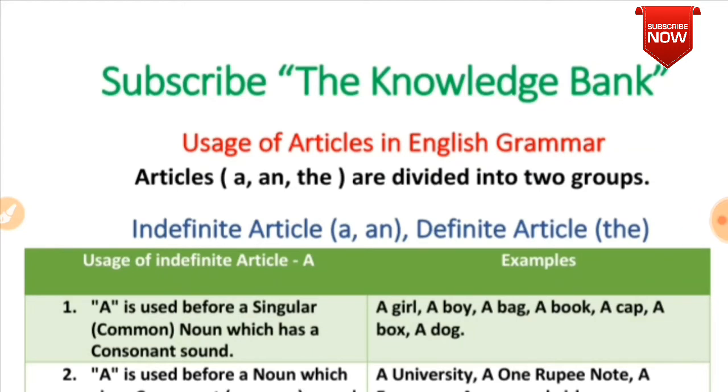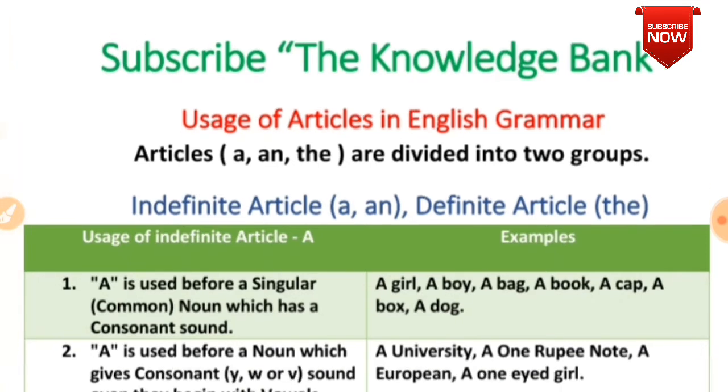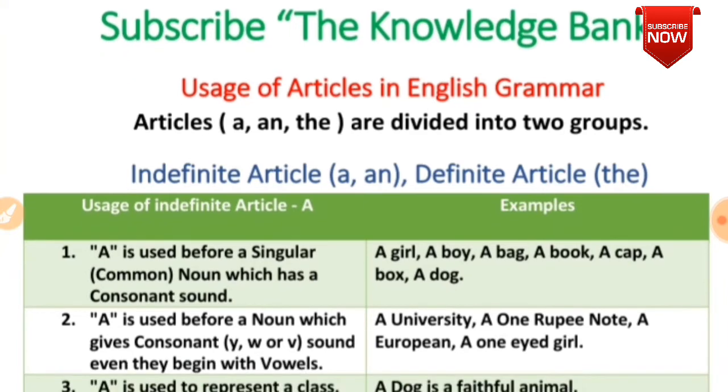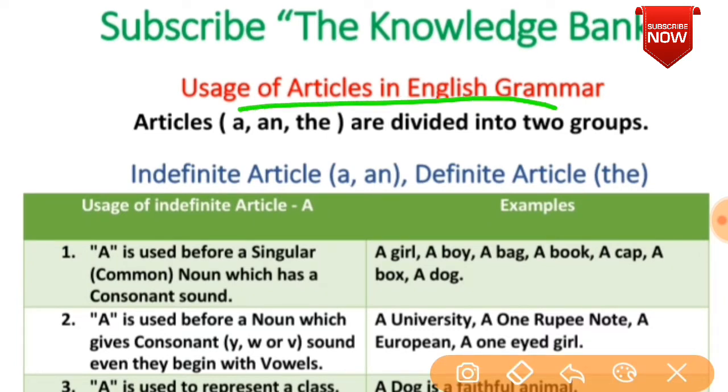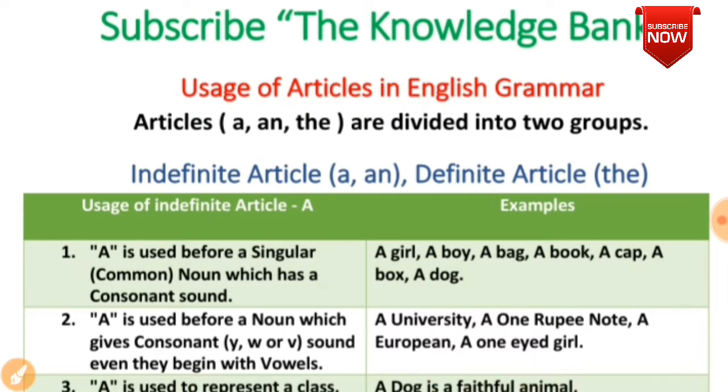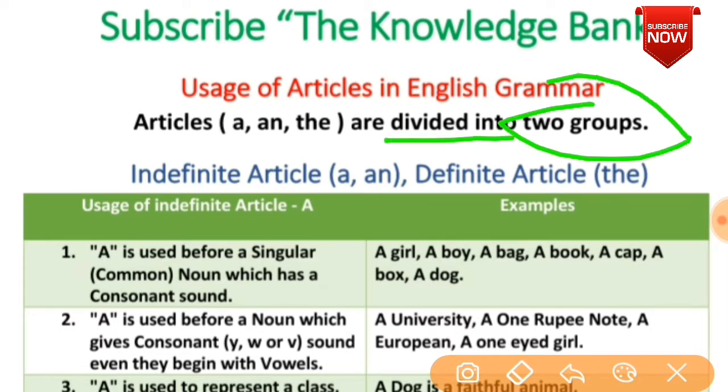In this video we are going to discuss articles with complete and detailed information. I'm just trying to put this in front of you, and you can see here the usage of articles in English grammar. Articles, already we know that a and the are considered as articles, and these are divided into two groups. What are those two groups? Indefinite article a and definite article the.